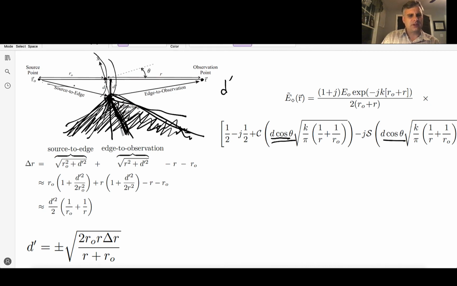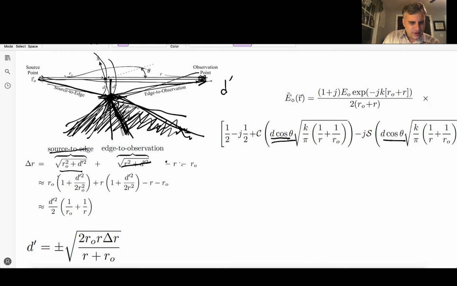The other thing I want to do is preview an idea here. And that is, let's look at the distance from the source to the edge, which is this line right here, and then the distance from this edge to here, which we're using the Pythagorean theorem to calculate these. This is not anything particularly surprising. And we're going to subtract from that the distance from the source point to the observation point. So we're looking at the path distance from here to here, minus from here to here. And that gives you this expression approximately.